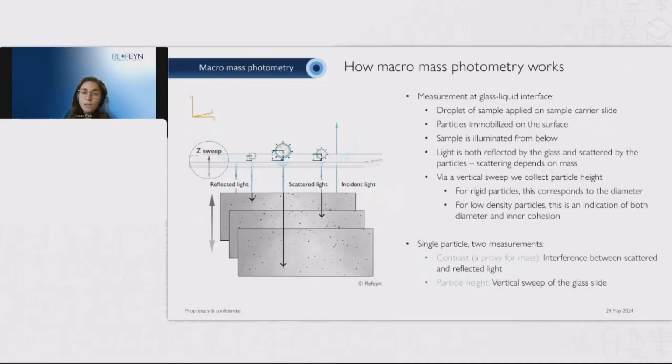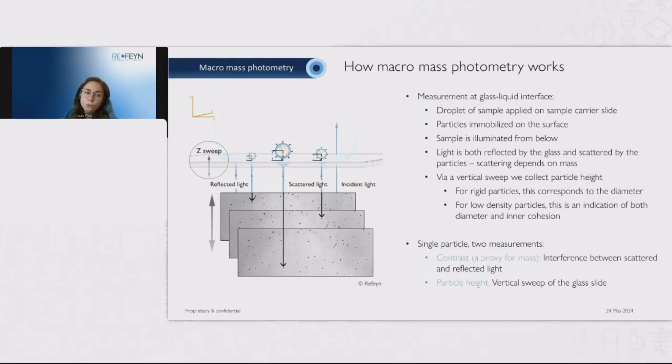I would like to tell you a bit more about the technology that Caritro MP uses, which is called macromass photometry. Macromass photometry is an evolution of Refeyn's core technology, mass photometry, and this has been developed to measure large particles, large objects. It's a measurement that happens at a glass-liquid interface, where you have a droplet of sample which is applied on a sample carrier slide. The particles are immobilized on the surface, taking advantage of non-specific binding.